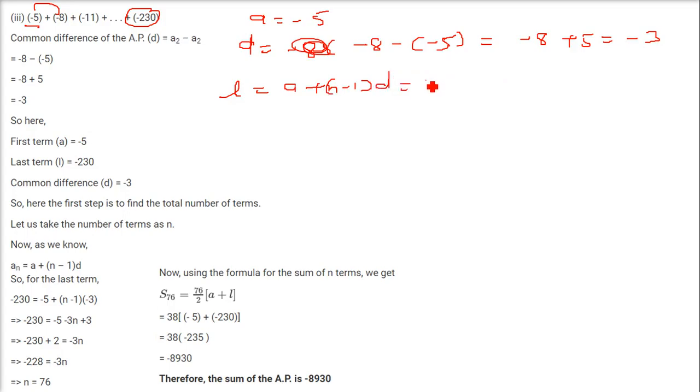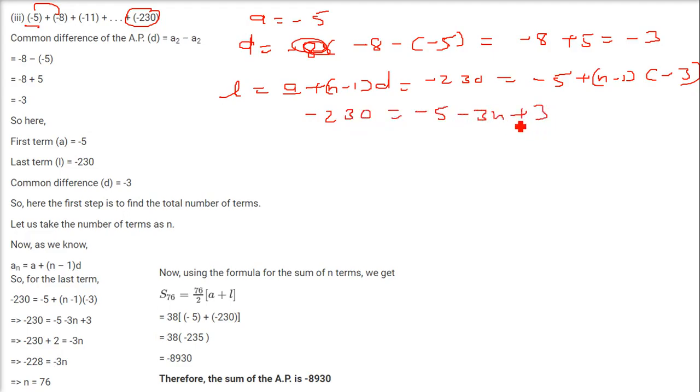That is, the last term is minus 230, and this is going to be equal to minus 5, that is A, plus n minus 1 into D. What is D? D is minus 3, right? So what do we get? Minus 230 equal to minus 5 minus 3n plus 3.